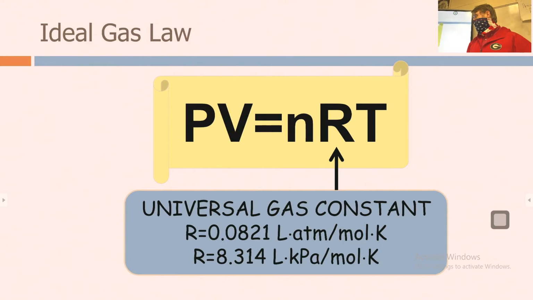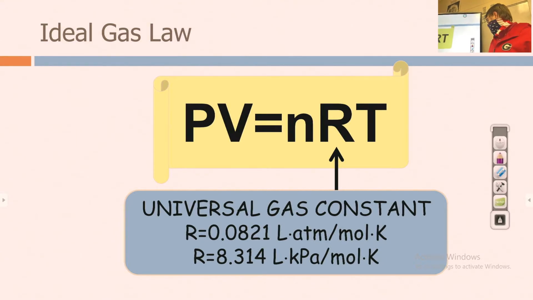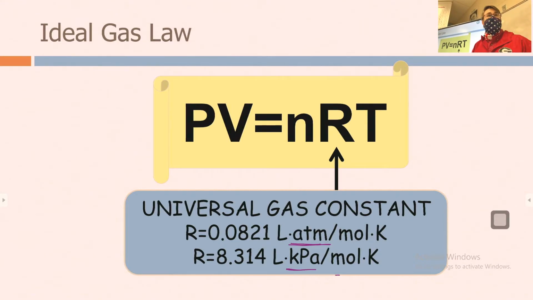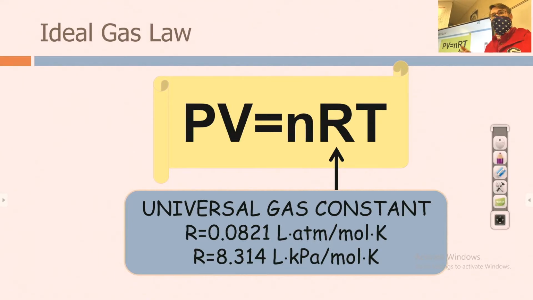And then R is called the universal gas constant, and it appears in two forms. What are the differences between each one? The units. What is that the units for? Those are the units for pressure. We need to make the units we use match the R value we use. We need to make our pressure units match the R value. That's in the ideal gas law. This equation is also listed for you on your half sheet. PV equals NRT. It's there already.